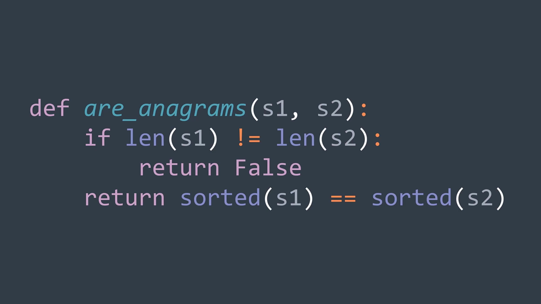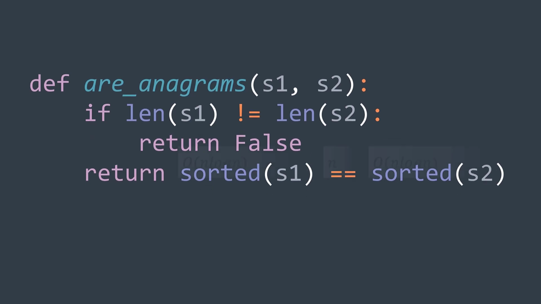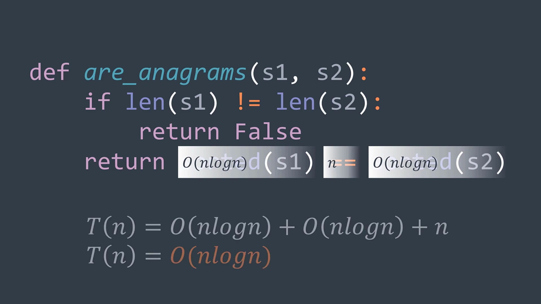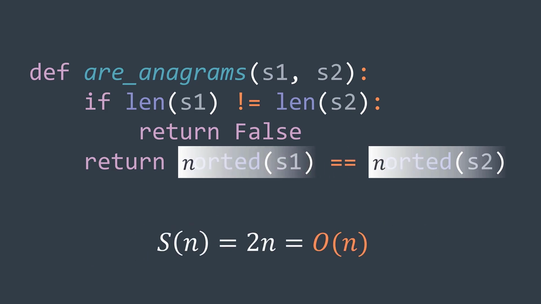That's it. Sorting a string of n characters costs O of n log n time, we're doing it twice, plus n for comparing, we get an O of n log n time complexity. And for the space complexity, we have O of n for the sorted result, twice, we get an O of n space complexity.